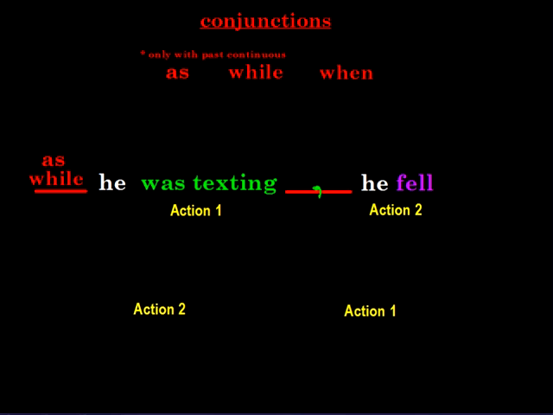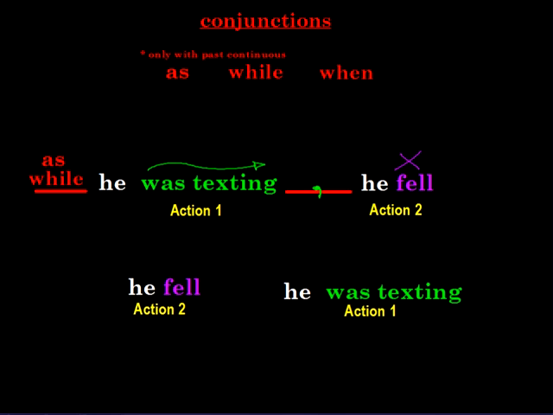Okay. Now, remember that the first action that happened is always the past continuous. So in this context, he was texting is the first action, and then he fell. And that's the second action. But I can change the order of the sentence, right? And I can actually start my sentence with action 2, right? And then I can use action 1 at the second part.